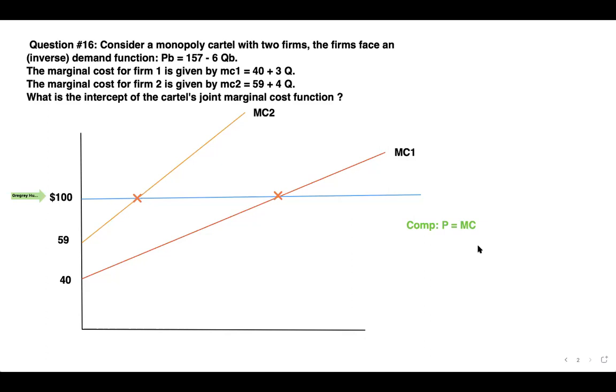But I'm assuming that all of your principles knowledge is intact. And if it's not, then this will be something that you have to work on for us to be able to build on it. But yeah, so this general rule of price equals marginal cost is explained in the lecture videos that I have posted, but you should remember that.